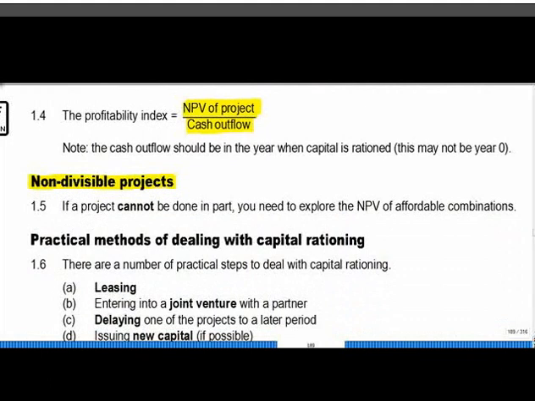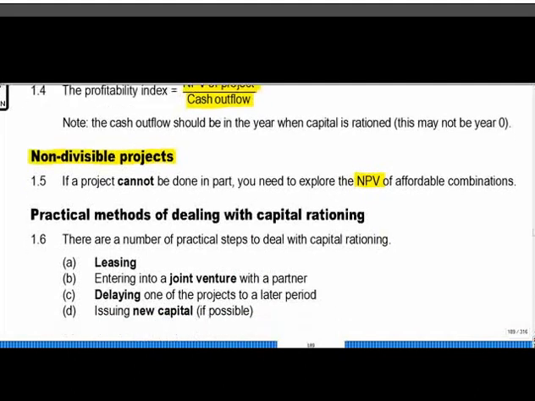We'll work the numbers in a minute, but there'll always be a discussion area, and you should be comfortable noting that if you find it difficult to get a bank loan, a lease might be available, or a joint venture with another partner might be possible, or maybe you can delay one or more of the projects to a later period. You could mention whether you could issue new capital, but almost by definition, if you've got a capital rationing problem, that's unlikely to be feasible.